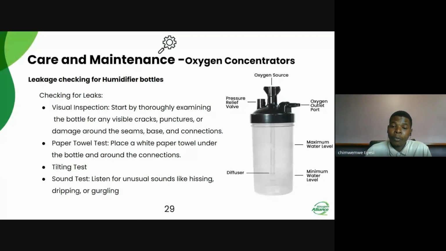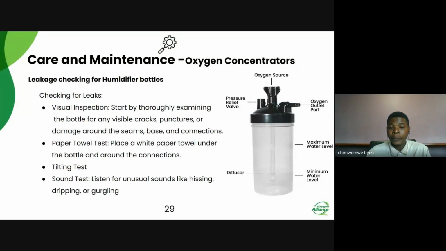Another test you can do, of course, is to block the oxygen outlet from the humidifier bottle, where it lets out oxygen. If you block it, wait and listen if you can hear the pressure relief valve popping. If you hear it popping, you know that, of course, the bottle is intact and there's no problem. But if the pressure relief valve is not popping, it may mean there's a leakage somewhere and you need to fix it. Also, as I said, there are always maximum water level and minimum water level lines. You need to observe them.